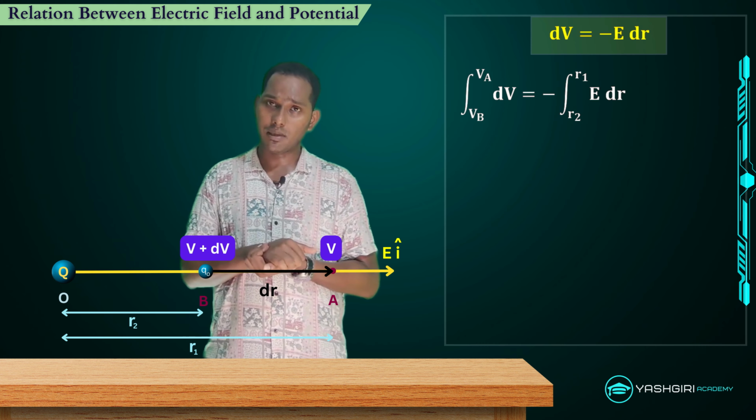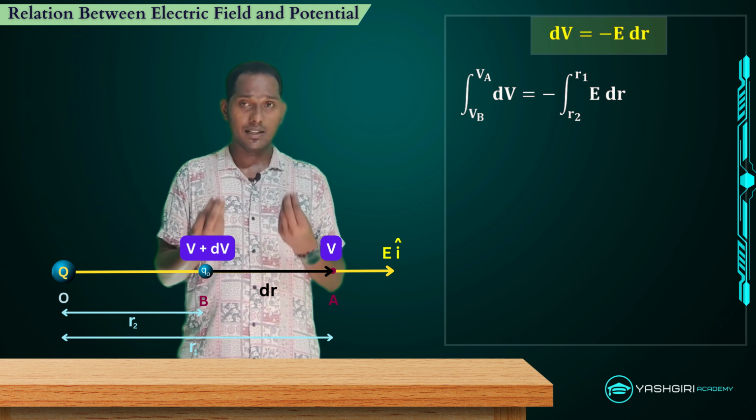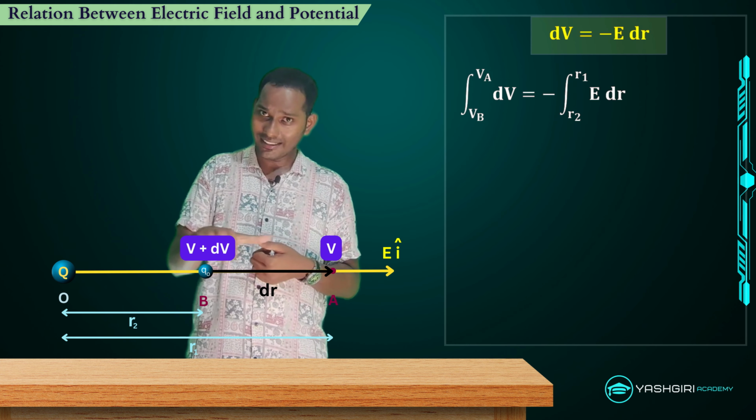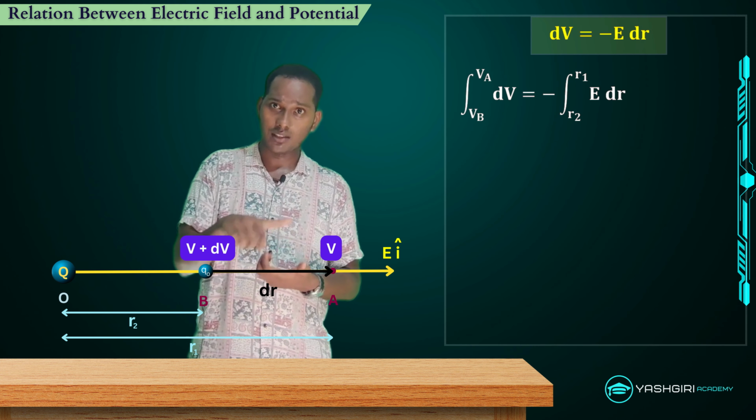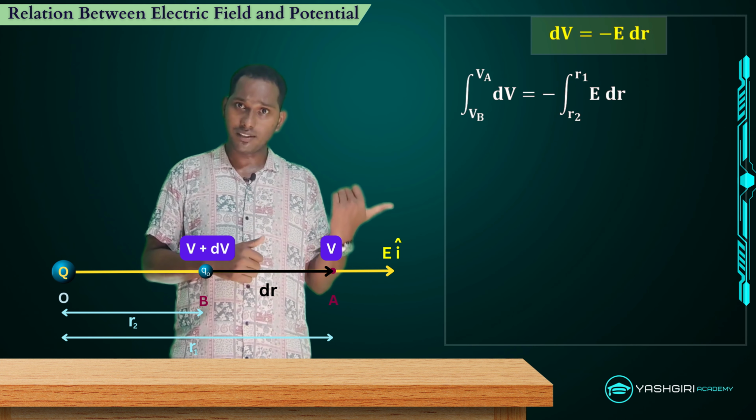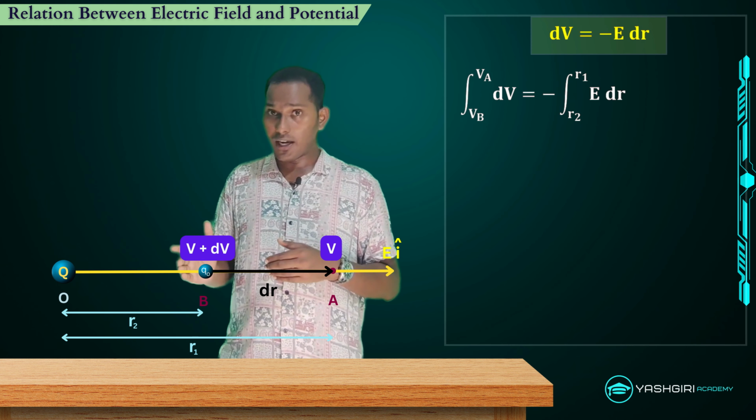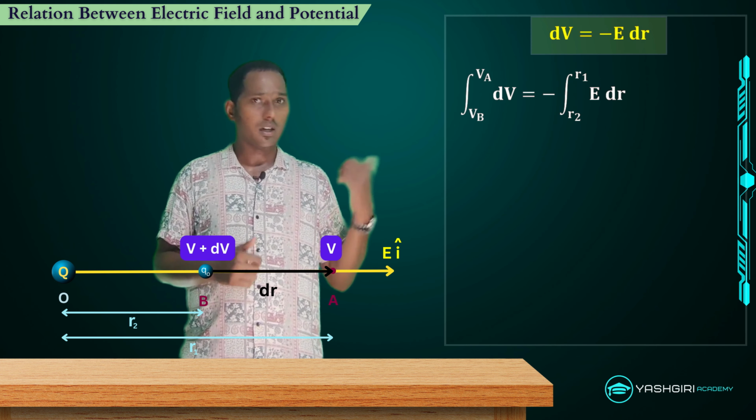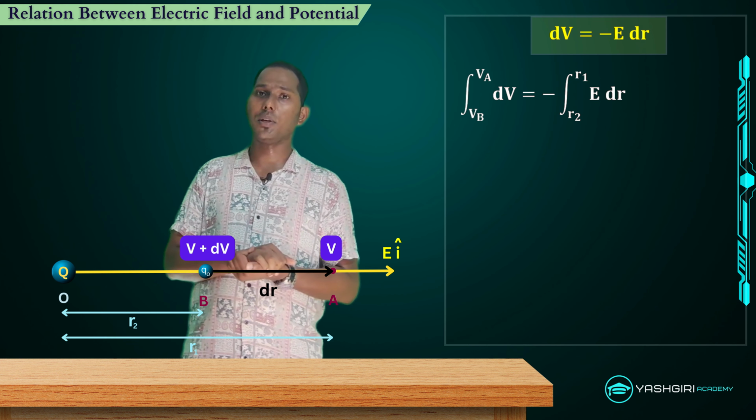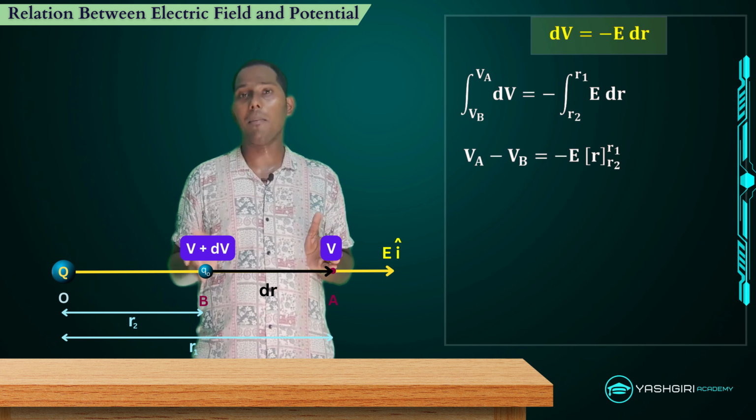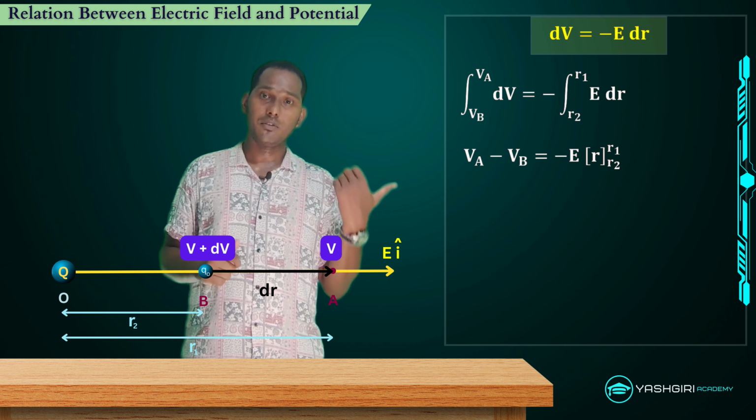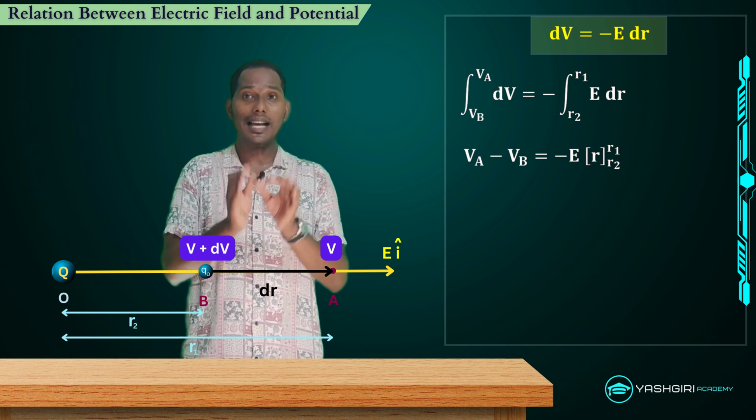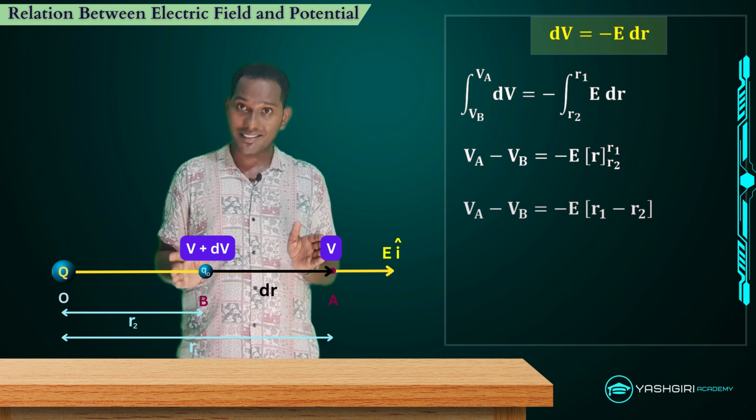On the right hand side, it will be a minus integral of E dr. You know that I've chosen the electric field to be along the x-axis and dr also along the x-axis, so that will be an integral of E dr. Limits will be from R2 to R1, since point B is at R2 and we are moving to the R1 distance. On the left hand side, you will see it is going to be the potential at A minus potential at B, and on the right hand side it will be a minus, again, integral of dr, which will be R, and substituting the limits gives me R1 minus R2.